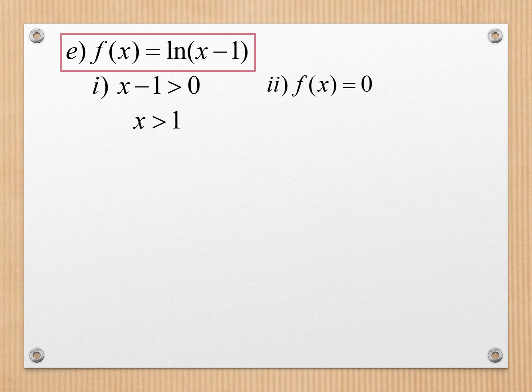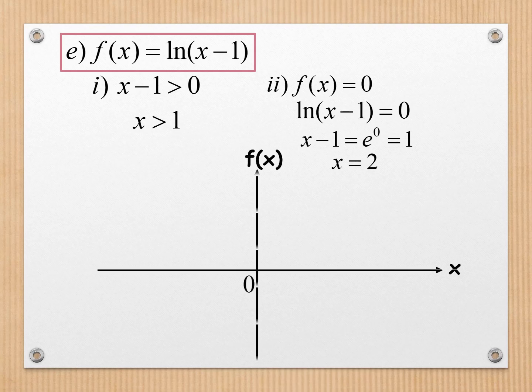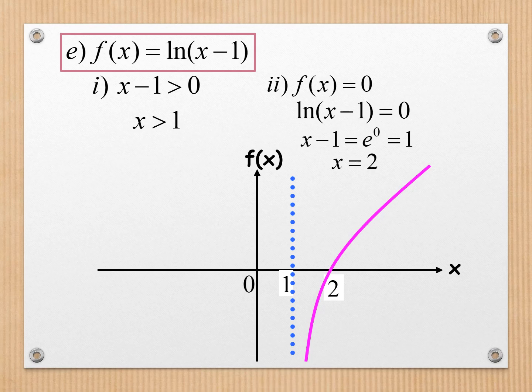Then we find the x-intercept. We get ln(x - 1) equals 0. And then applying e on both sides, we get x minus 1 equals e to the power 0. Then finally, we get x equals 2 as the x-intercept. Since the number in front of the logarithm is positive, it's moving up. So the graph has a vertical asymptote at x equals 1, has x-intercept 2, and is moving up. So the graph would be like this. The domain of this function is (1, ∞), and the range is (-∞, ∞).